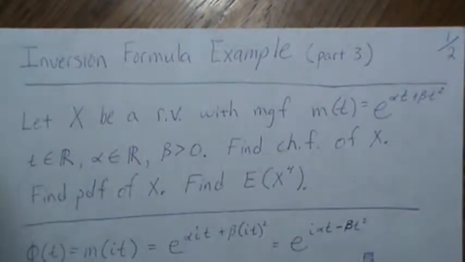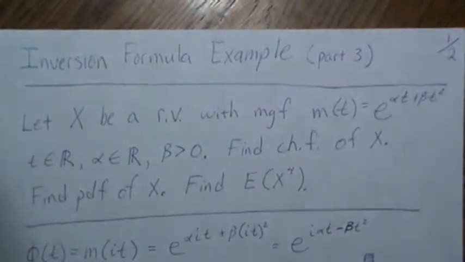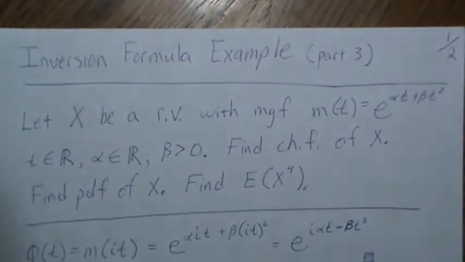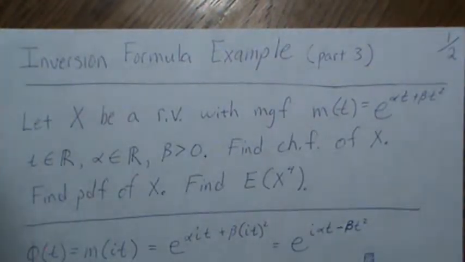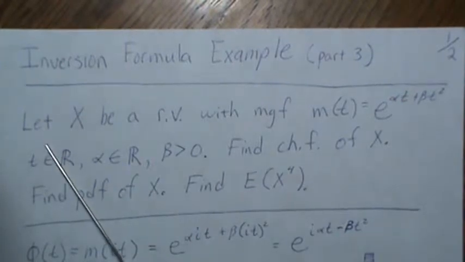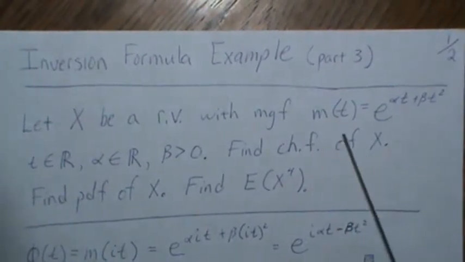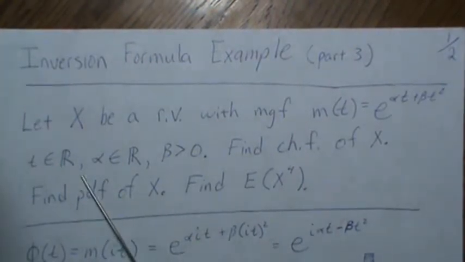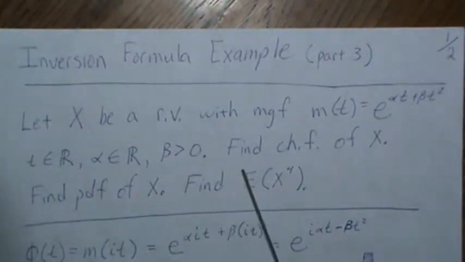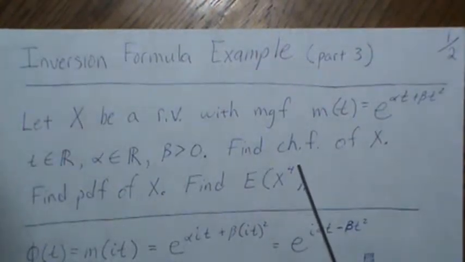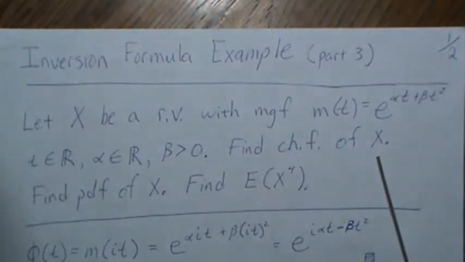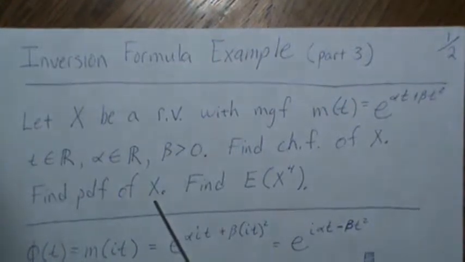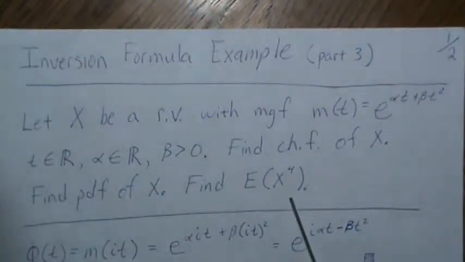Hello, in this video we're going to do one more example using the inversion formula, going from a characteristic function to a PDF. So let's jump right in. Let x be a random variable with moment generating function m of t defined like this. T is real, alpha is real, beta is greater than 0. Find the characteristic function of x. Find the PDF of x, and find the fourth moment of x.